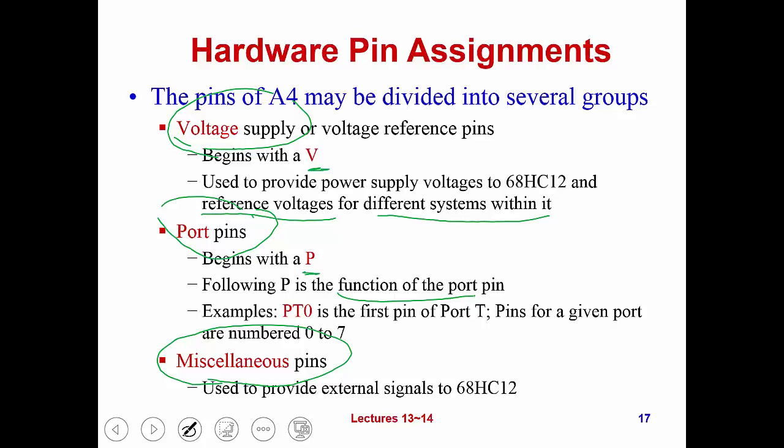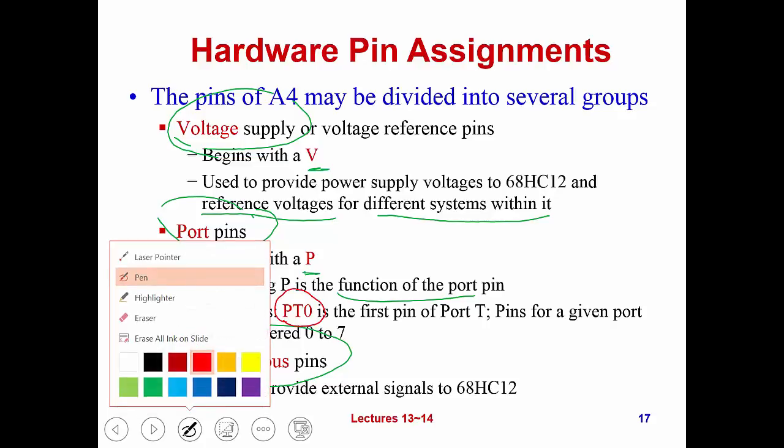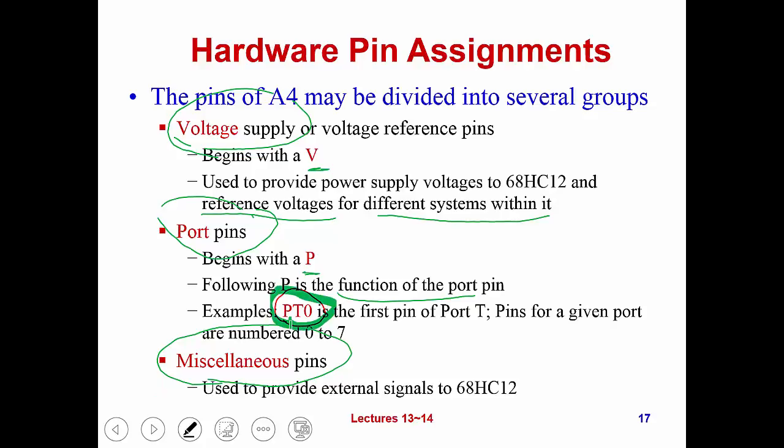Okay, so for example we have PT0. With PT0, P means it is a pin, T means port T, and the 0 means what? It is pin 0. It's the first pin of port T. Those 8 pins for port T are numbered from 0 to 7. So that means if you have PT0, where's PT0?